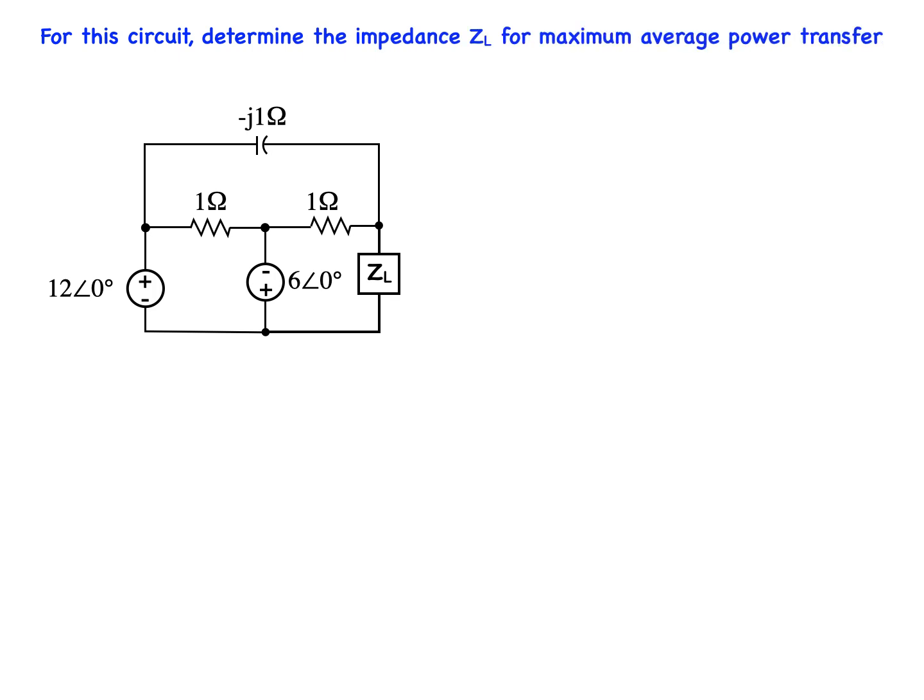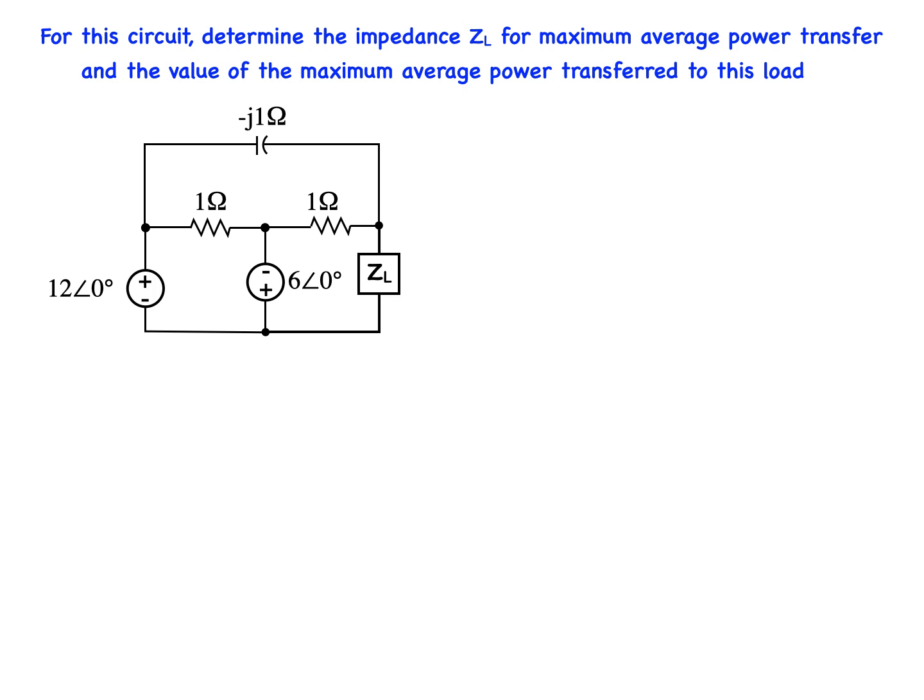For this circuit, we are to determine the impedance ZL for maximum average power transfer and the value of the maximum average power transferred to this load. We will first determine the Thevenin equivalent circuit for this network without the load attached.